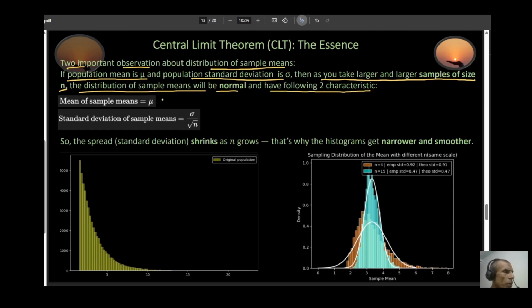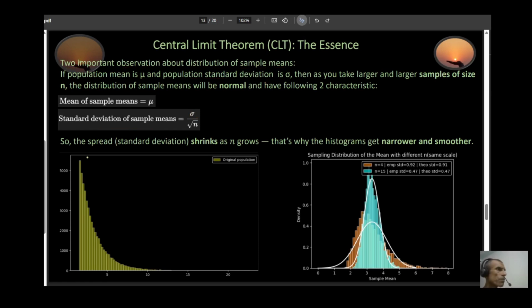Number one, the mean of your sample means is going to be mu. We saw that. And the standard deviation of your sample mean is going to follow this right here, sigma divided by root n, where sigma is the population standard deviation. So the spread, which is this right here, shrinks as n grows. You can see that as n gets bigger, this thing gets smaller. That's why the histograms tend to get narrower and smoother.